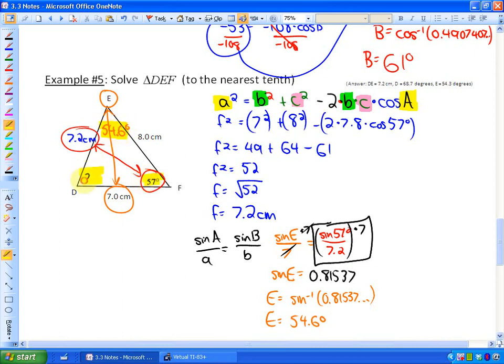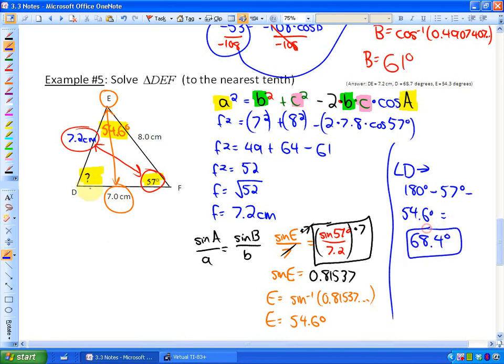The last thing I can solve for, and the easiest way to solve for angle D, would be the sum of angles of a triangle. So for angle D, I would just do 180 degrees minus 57 degrees minus 54.6 degrees, and that would give me roughly 68.4 degrees. So I've solved the triangle.